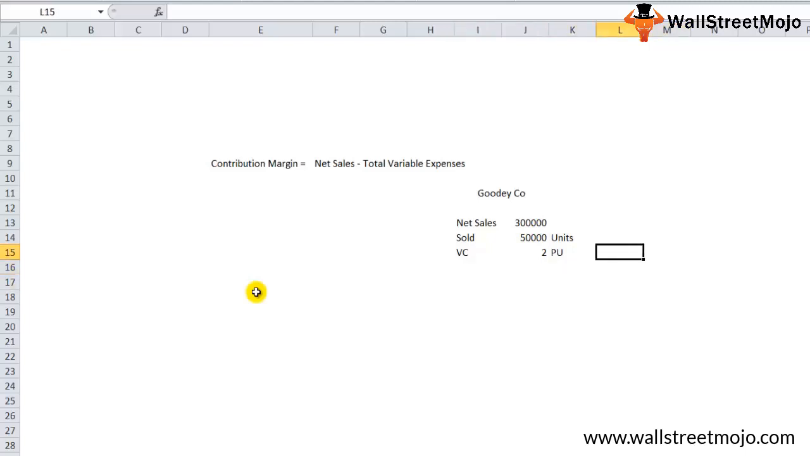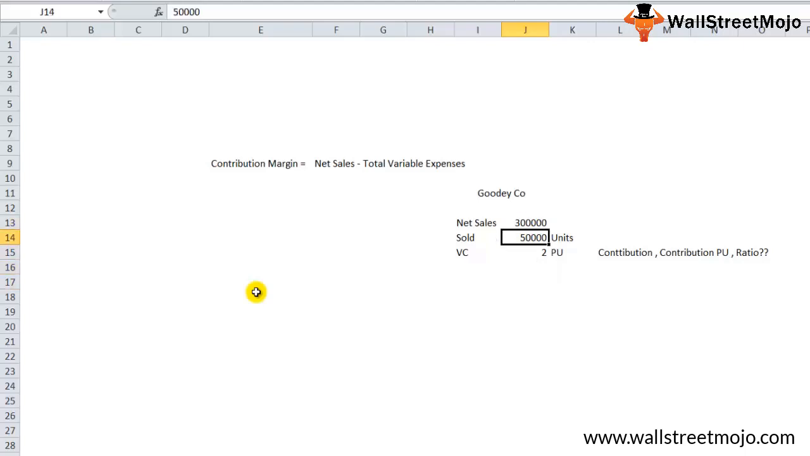Now find out the contribution. What do we need to find? We need to find the contribution, then the contribution per unit, and we'll also calculate the contribution ratio. So we'll simply use the contribution formula to find the contribution per unit and the contribution ratio.